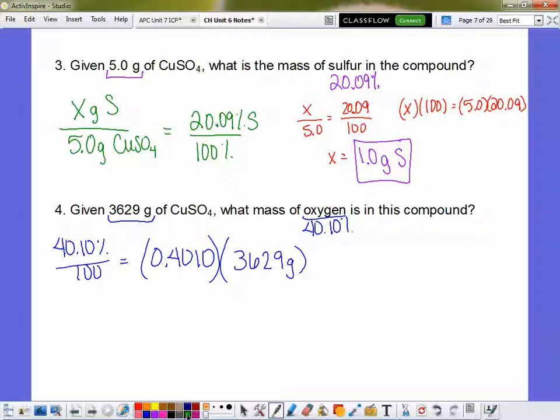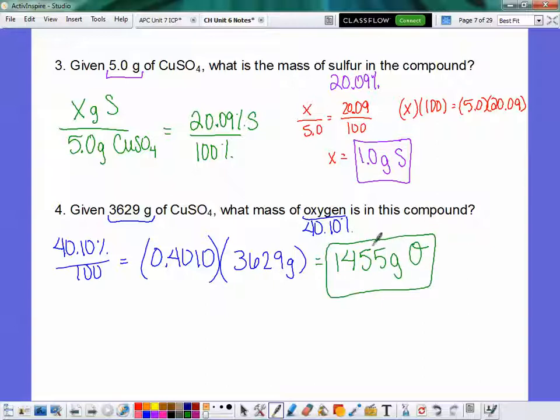Now, again, sig figs matter here. How many sig figs does 3,629 grams have? 4. It has 4 sig figs, so when we do our math, we need to have 4 sig figs. So what do you get as your mass of oxygen? 1,455 grams of oxygen. Okay, so like I said, either way is fine to do it. Just as long as you show your work and you do it correctly. I don't care how you do it. Okay? Questions on that?